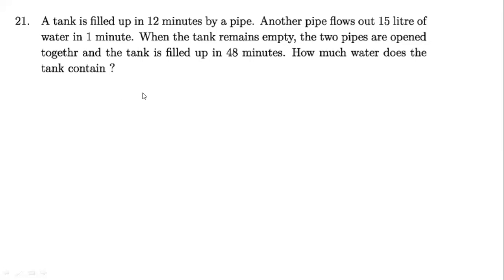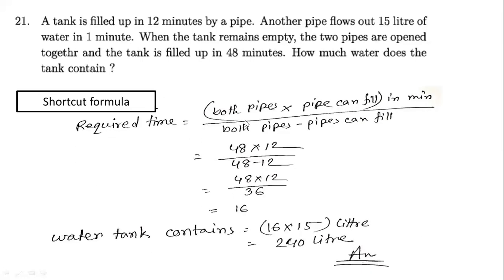So how can we do this? Yes, required time will be both pipes into pipe can fill, divided by both pipes minus pipe can fill. That is 12 into 48 divided by 48 minus 12, and we get 16. That is the required time. And since per minute the pipe flows out 15 liters, what about 16 minutes? Just multiply these two values, then you will get the water content in the tank.